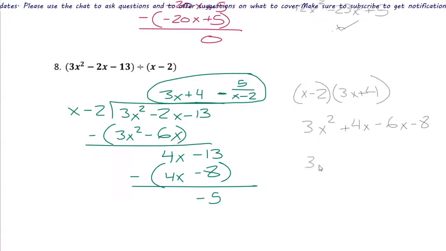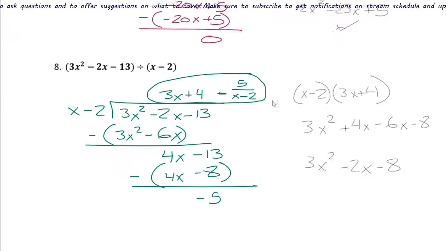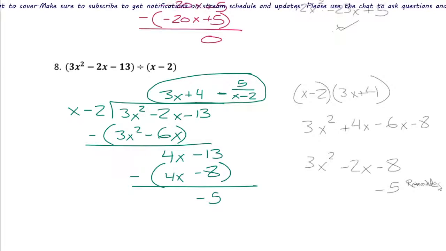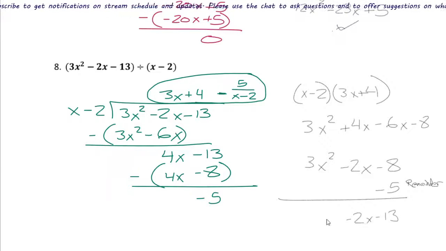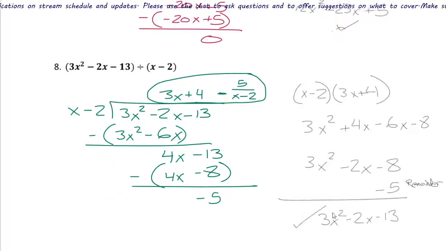Combine. So you have 3x squared minus 2x minus 8. And now we need to add a remainder. So we're going to add the remainder, and it's a negative 5, so we'll just do minus 5. This is our remainder. And when we do that, negative 8 minus 5 is negative 13. We still have the negative 2x, and we have the 3x squared, and we still get the same answer. So our check is good, so that means our answer is good.